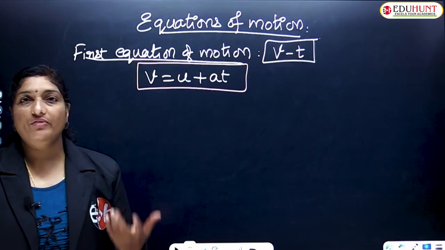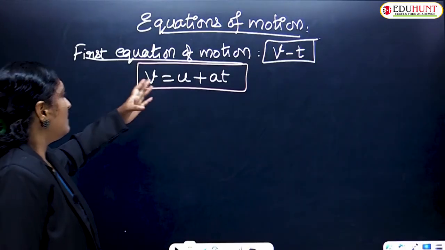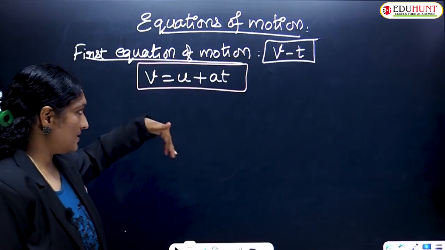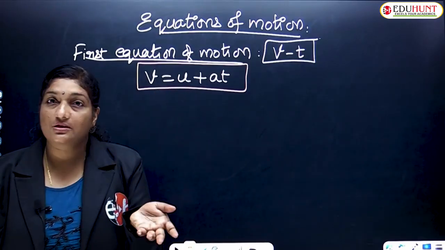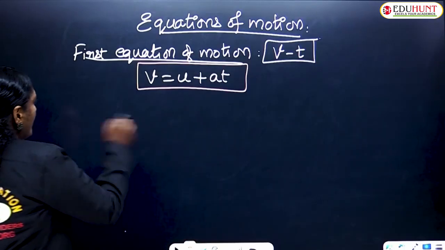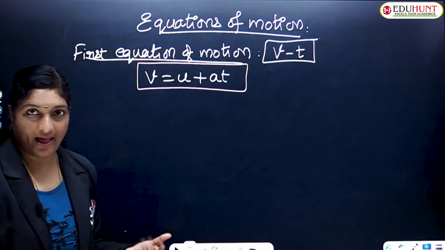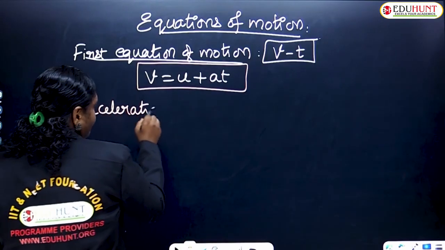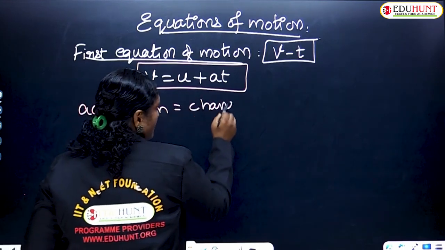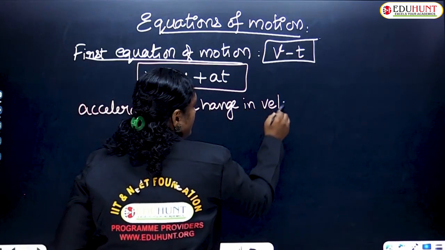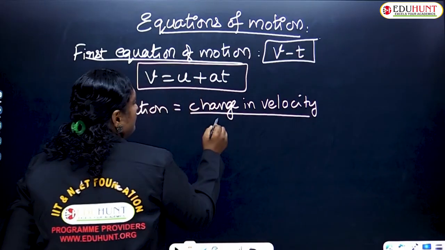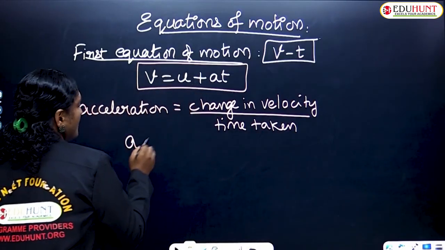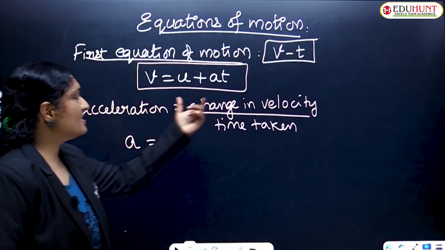Consider a body moving with uniform acceleration whose initial velocity is u and after a time t its velocity changes to v. Then from the definition of acceleration, we have acceleration is nothing but change in velocity upon time taken. So acceleration is indicated with the letter a.